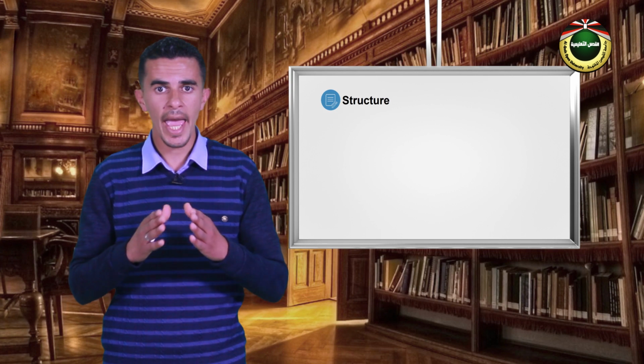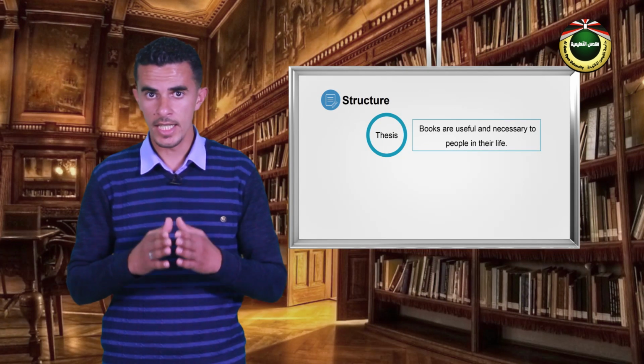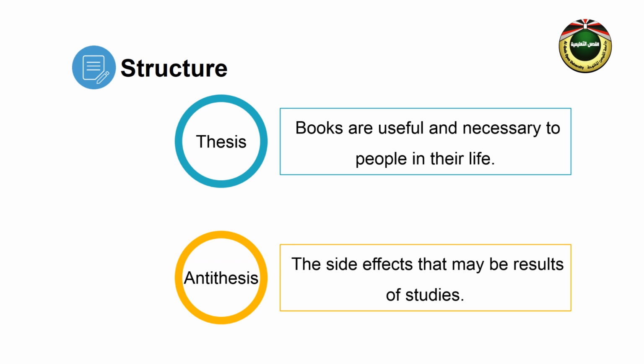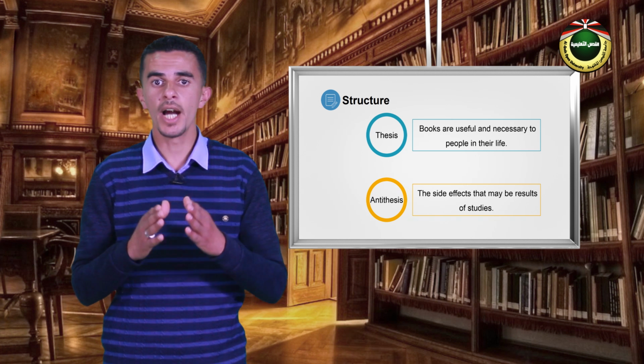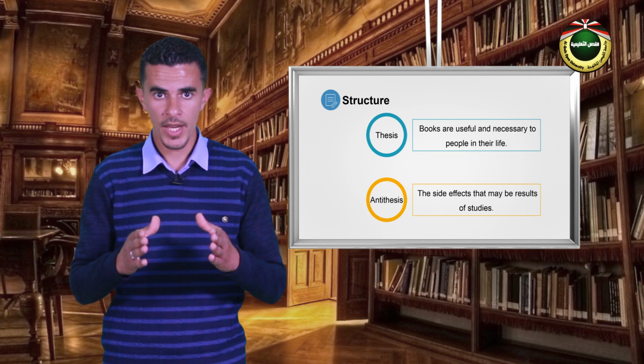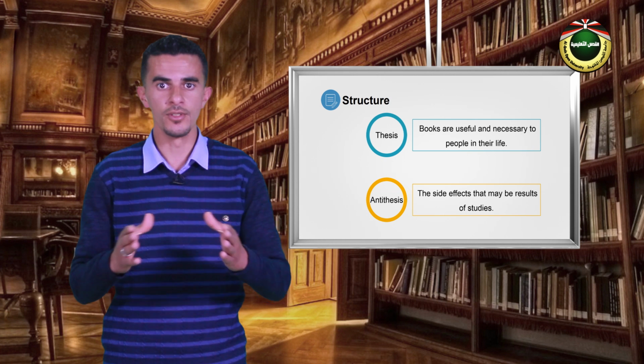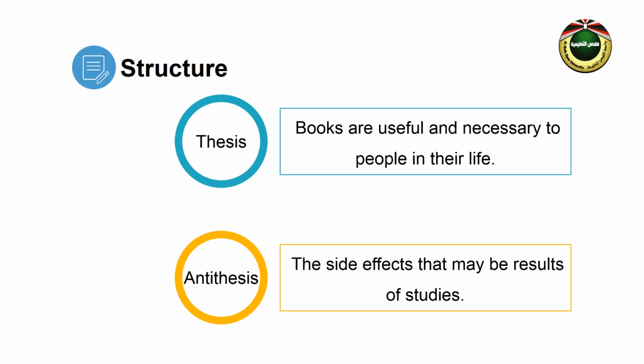Bacon is a strong advocate of books. His thesis is so clear that books are useful and necessary to people in their life. To him, books are a cure for many diseases and are an opportunity through which many benefits are to be gained. The antithesis of Bacon's essay is the side effects that may result from studies.